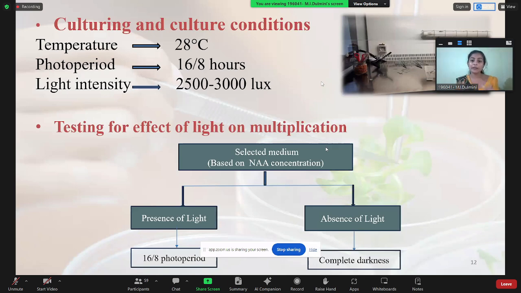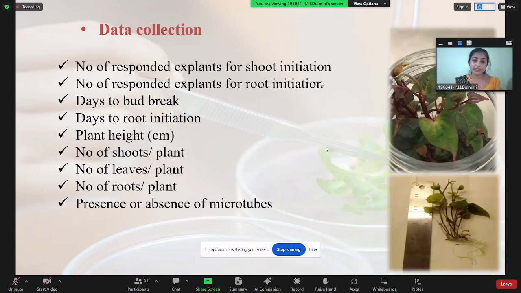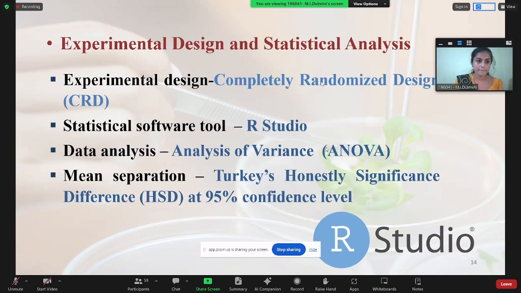Under the laminar flow, the explants were cultured in culture tubes and the cultures were maintained under these culture conditions. For testing the effect of light on multiplication, the medium selected based on the NAA concentration was used in the presence and absence of light. Here are the parameters I used for data collection. A completely randomized design was used as the experimental design. R was used as the statistical software tool. The data analysis was done using ANOVA and mean separation was done using the HSD test.